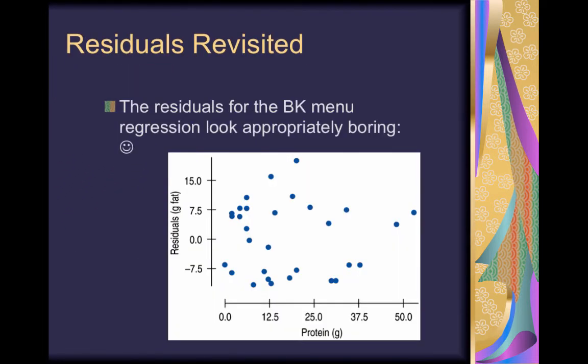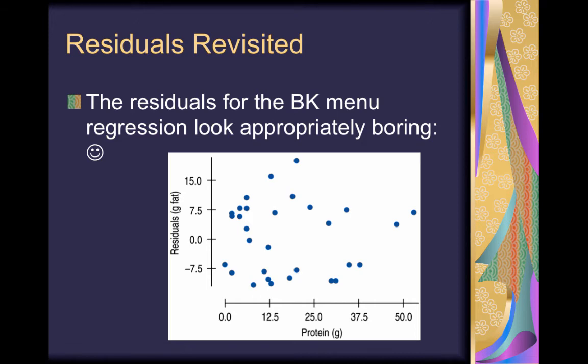So looking at the residual plot from our Burger King example, we have the protein on our x-axis because that was our x variable, and we have our residuals on our y-axis, and yes, it goes both positive and negative. In this case though, we see a completely random residual plot. There's no pattern here. There's nothing we can say about the residuals or any way that we can describe it other than saying that it's random. This is what we're looking for.